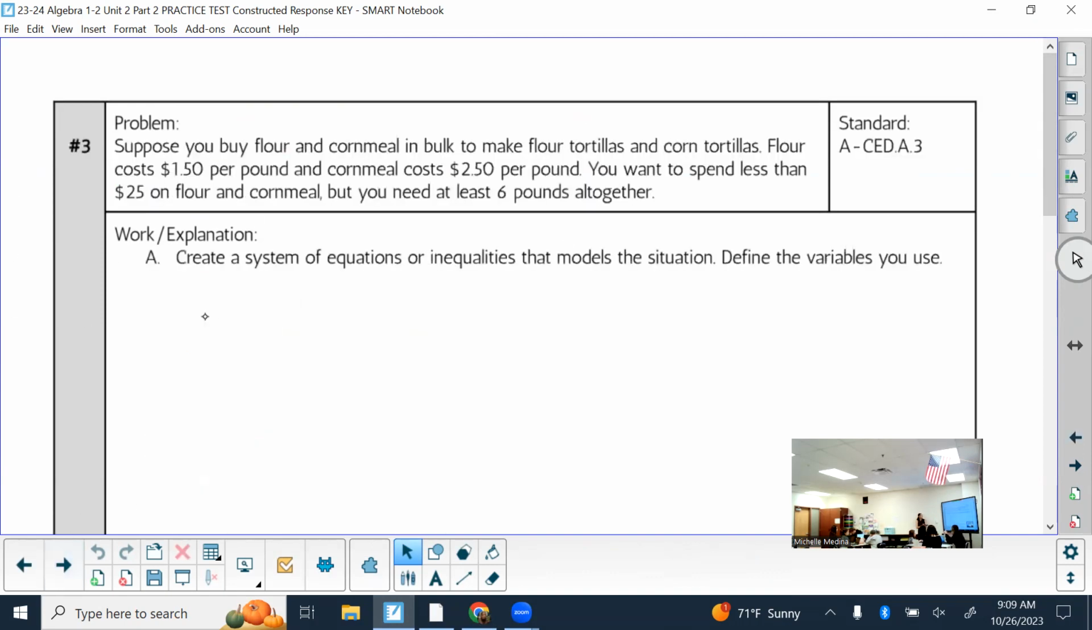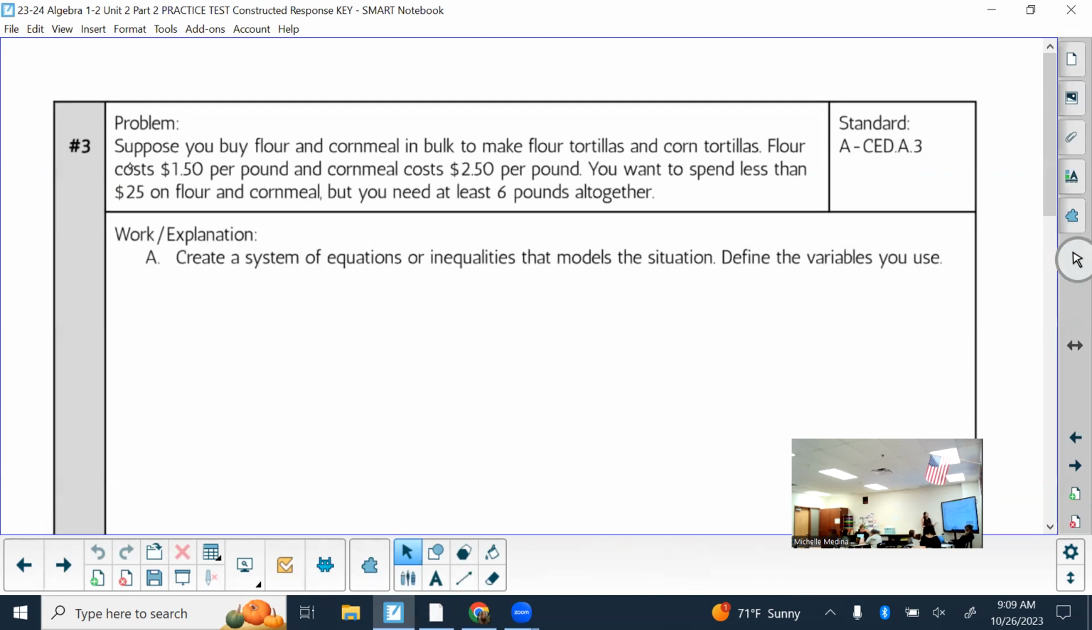Okay, so number 3 on the constructive response, if you guys didn't get that one. So word problem, let's read it. Usually you have to go back and read it a few times to get the parts you need, but first you should read it just to see what's going on.